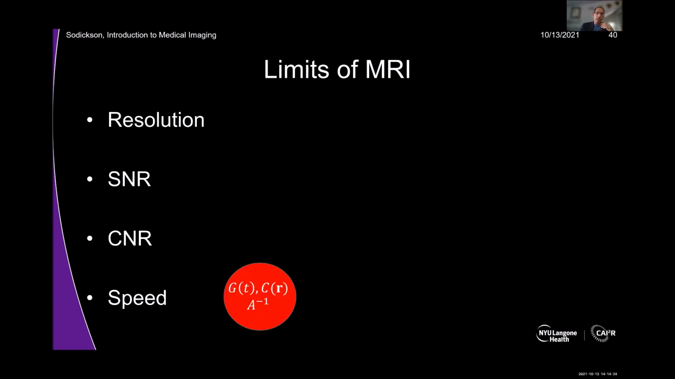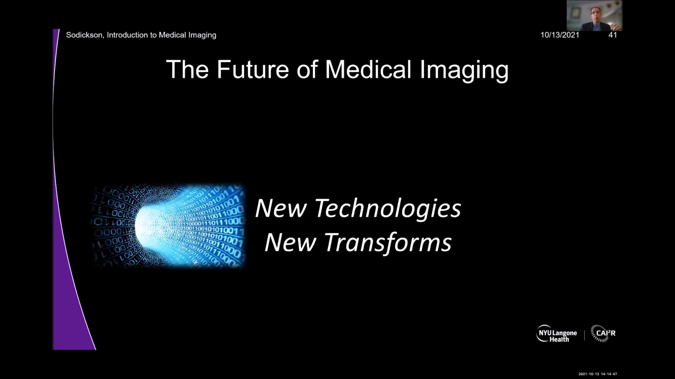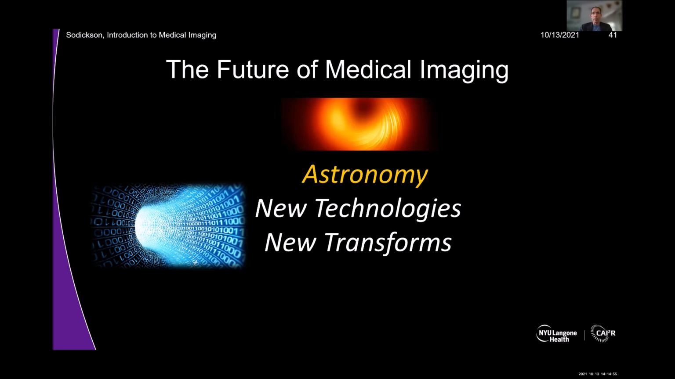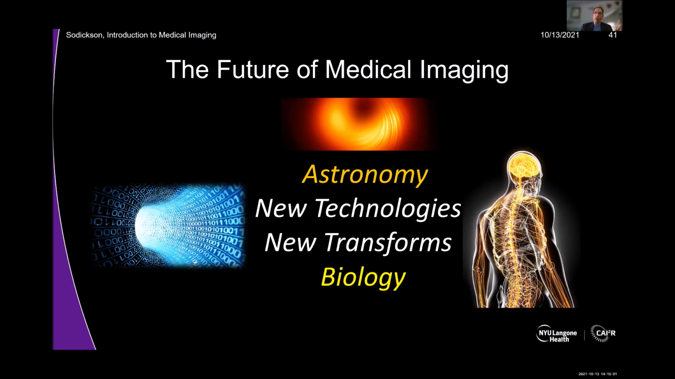And then finally, for speed, you've already heard that the strength and switching rate of our gradients and also the sensitivity patterns of our coils make a difference, along with our capability to solve the inverse problem. So this comes down once again to technologies and transforms. So in the last few minutes of this talk, I'm going to talk to you about what new technologies and new transforms are coming down the pipeline for medical imaging. And I'll try to organize this by reference to astronomy. But also interestingly, a number of these technologies and transforms are starting to emulate our own evolved biology, which, as I mentioned right up front, is where imaging got started in the first place.